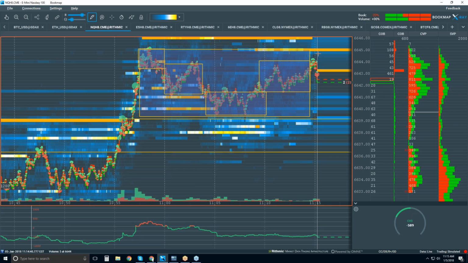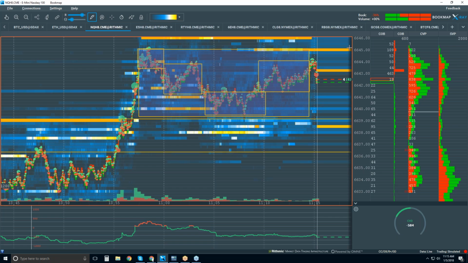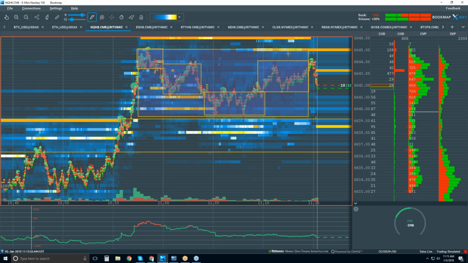This is where it gets tricky, because it looks like it wants to break out, come up and test this 45, and it may. However, we want to look at the bigger picture in the ranges here.